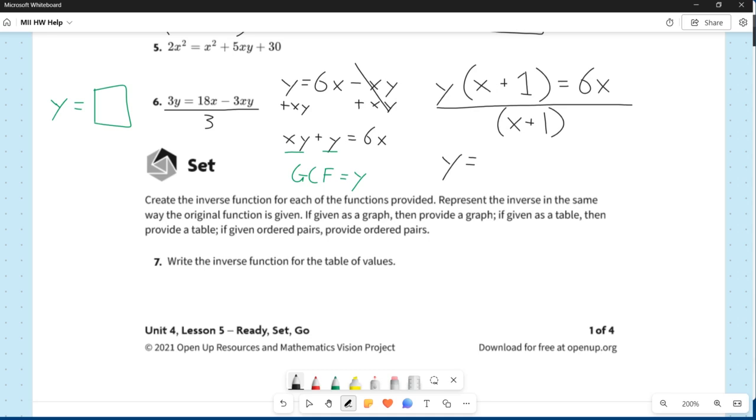On the right-hand side, we have 6x divided by x plus 1. I can't really simplify that, so I'm just going to leave it as 6x over x plus 1. In your final answer, you don't need the parentheses. And that is going to be our final answer for 6 because we've isolated y, and the term on the right is as simplified as we can reasonably make it.